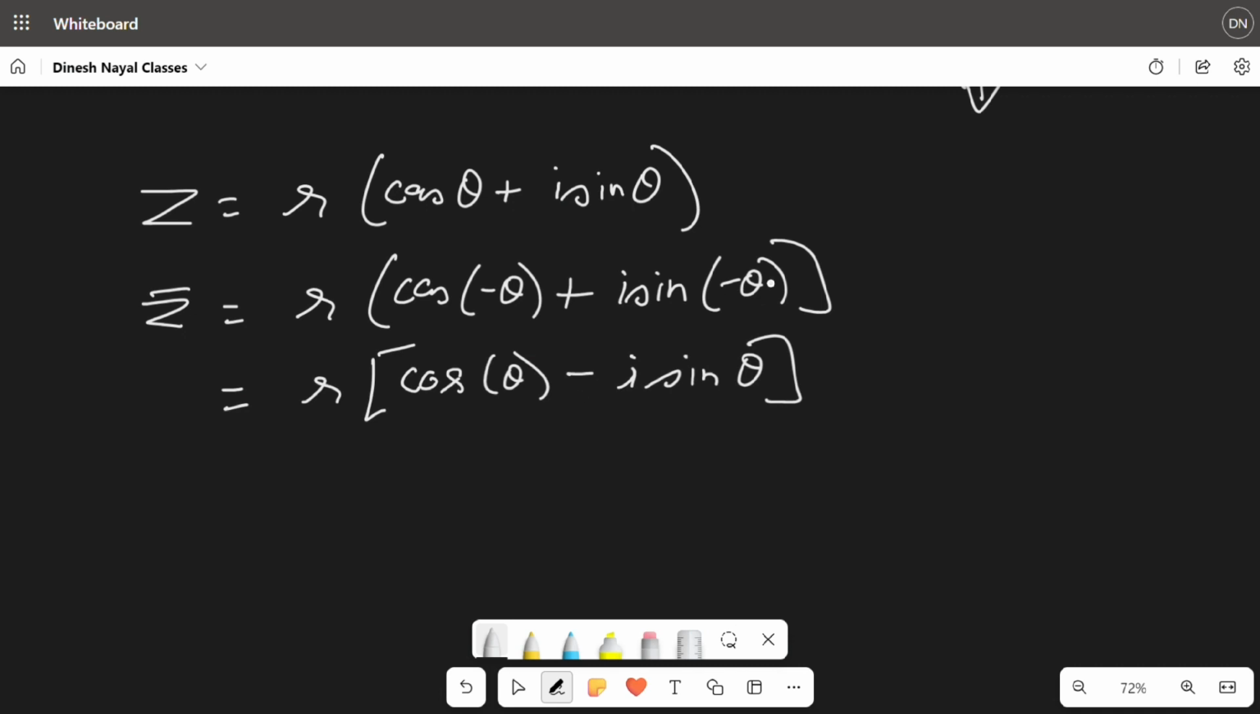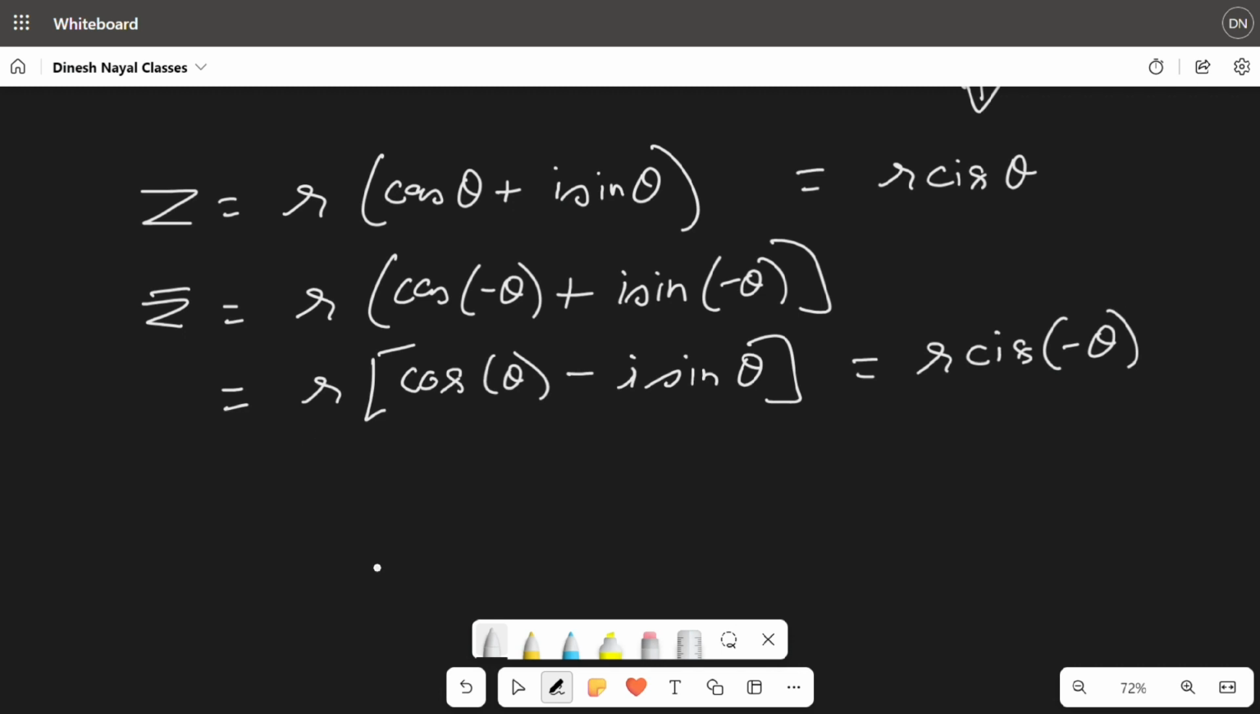Or in short form, if z equals r cis theta, its conjugate will be r cis minus theta. One thing that should be noted is that if it's a conjugate, the modulus remains the same.